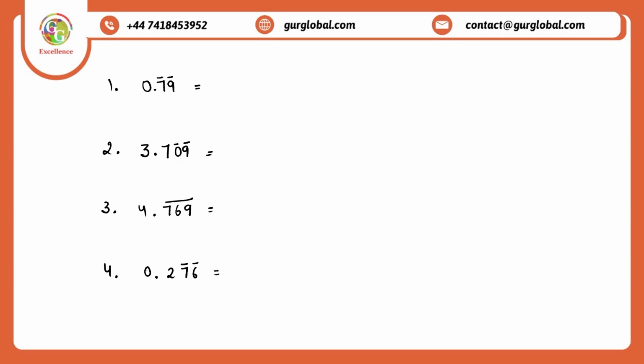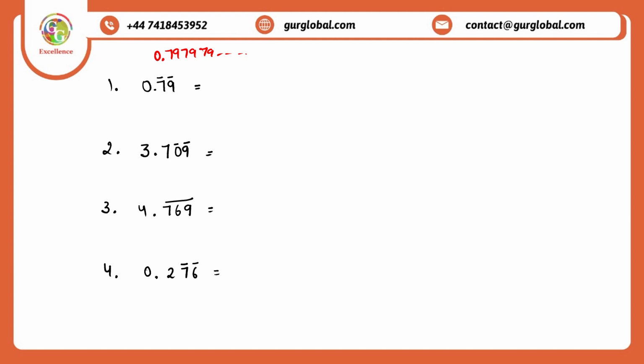So first of all, we'll understand what a recurring number is. Here, the number or value which repeats itself. As you can see, the first question is saying 0.79 and both digits are recurring. So the question is 0.797979 and so on. And your task is to convert it into a fraction.